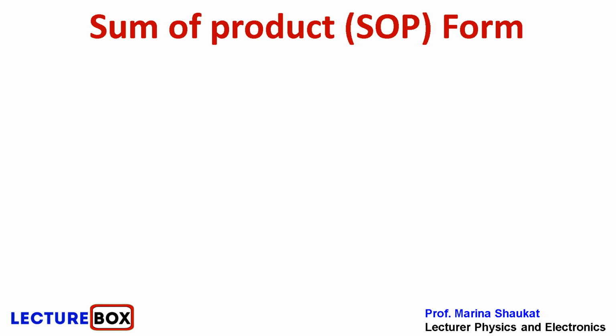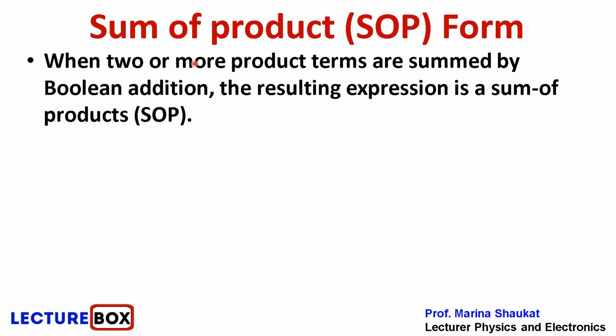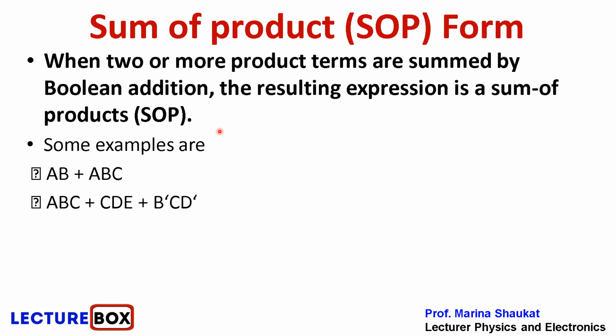Sum of product form. When two or more product terms are added, the resulting expression is SOP, means sum of products. For example, AB plus ABC, ABC plus CDE plus B complement C D complement, A complement B plus A complement B C complement plus AC. In all these three examples, different product terms are added by Boolean addition.